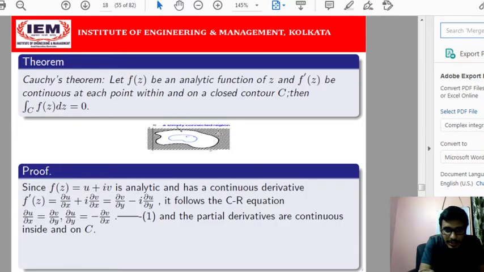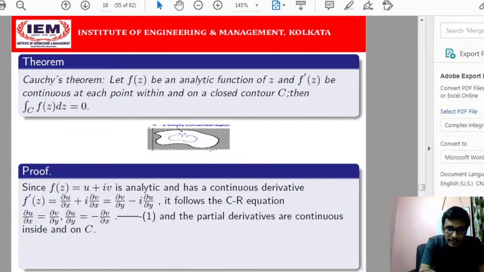That means this is a simply connected region, and that is the path by which it is covered. So this curve is C, and that is the region. If f(z) is an analytic function of z and f(z) is continuous in that closed path C, then the line integration of f(z) dz with respect to C will be 0. That means this is a simply connected region, and inside that I am taking a closed curve.